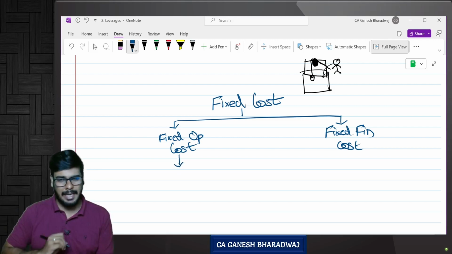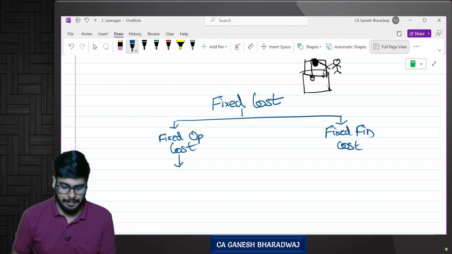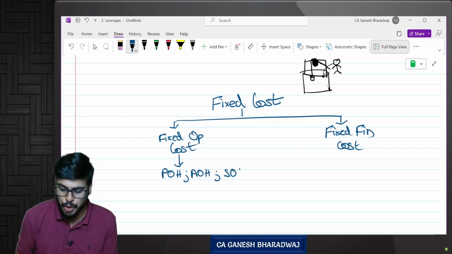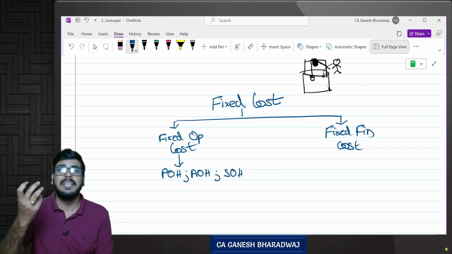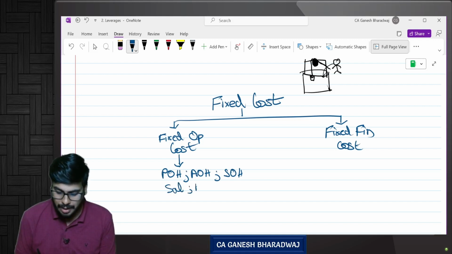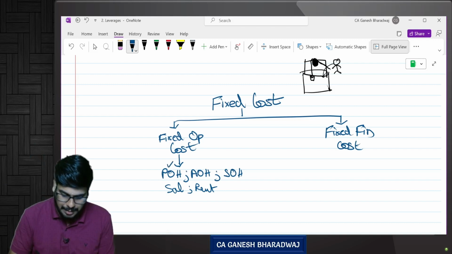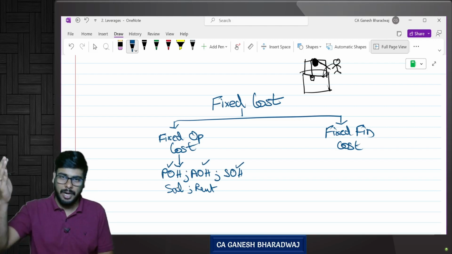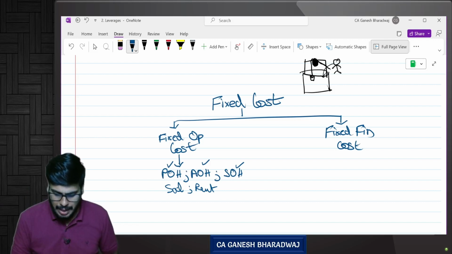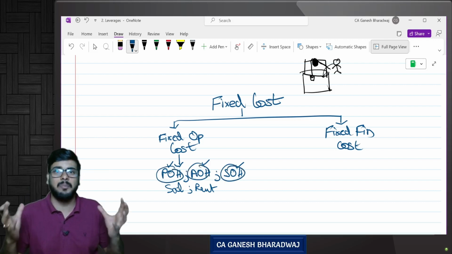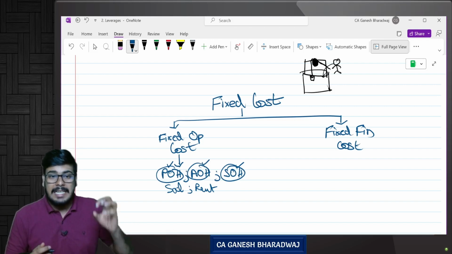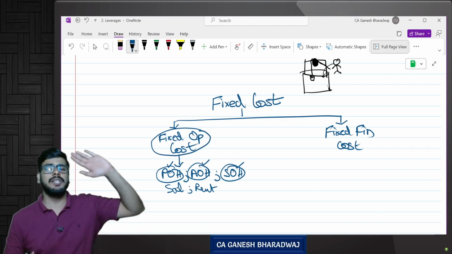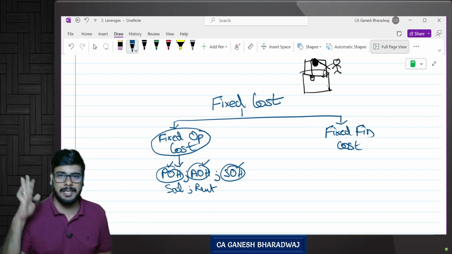Fixed operating cost, for example, in costing you would have studied production overheads, administration overheads, selling and distribution overheads, correct? So examples could be salary, rent, etc. Salary, if it is paid for the factory, comes under POH, production overheads. If the salary is paid for the administrative office, it is called AOH. If the salary is paid for sales staff, it is called selling and distribution overhead. So broadly, POH, AOH and SOH. This is what comprises your fixed operating cost, or in other words, the fixed costs related to my operations are called fixed operating cost. All the fixed costs that you have studied in your costing paper are called fixed operating cost.